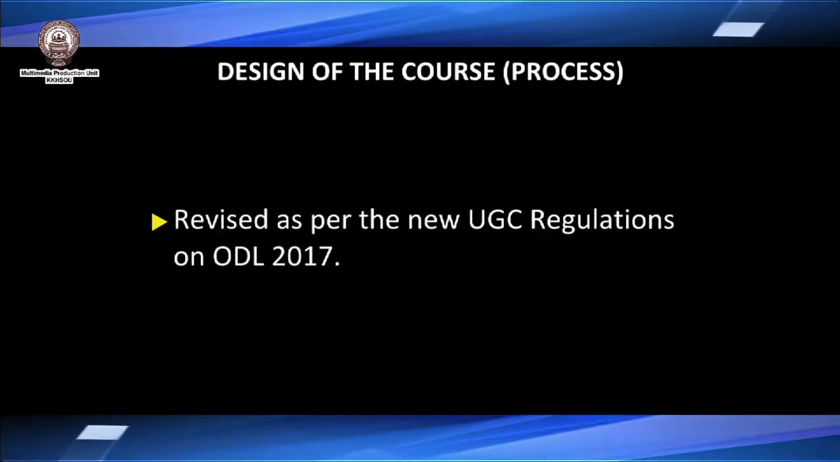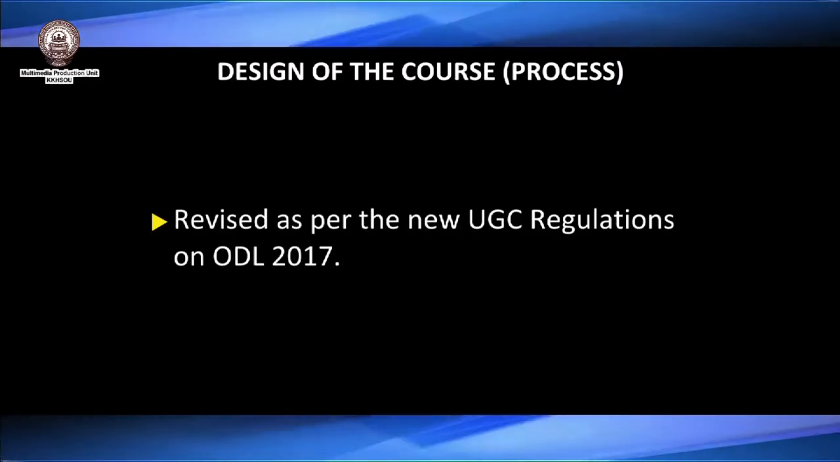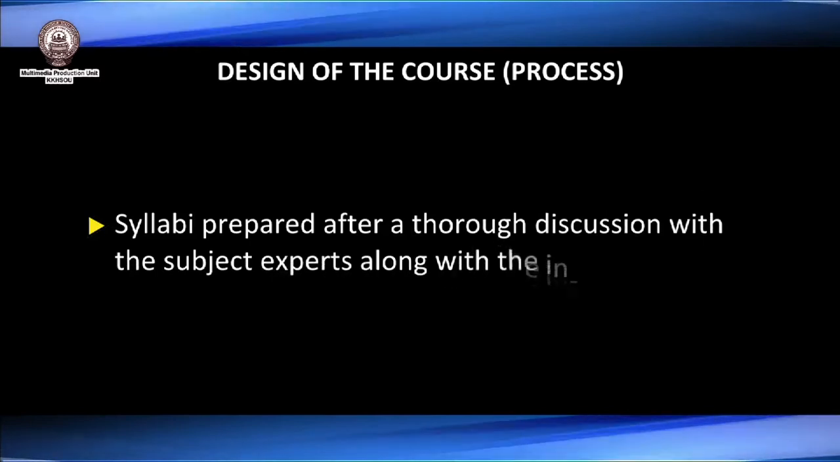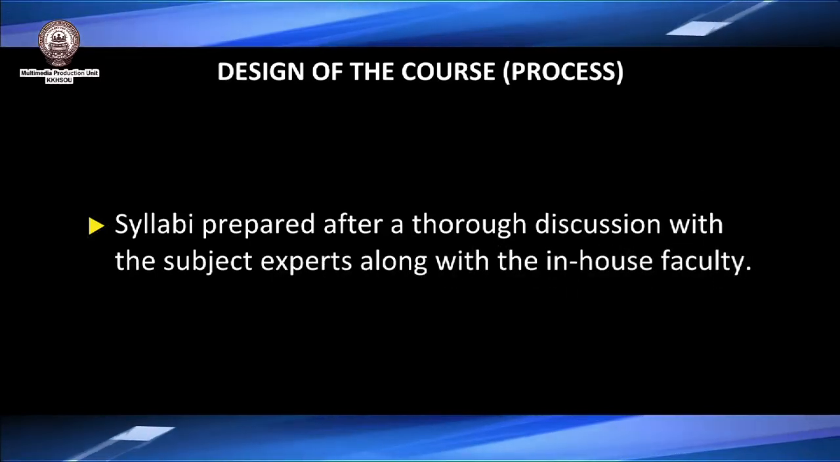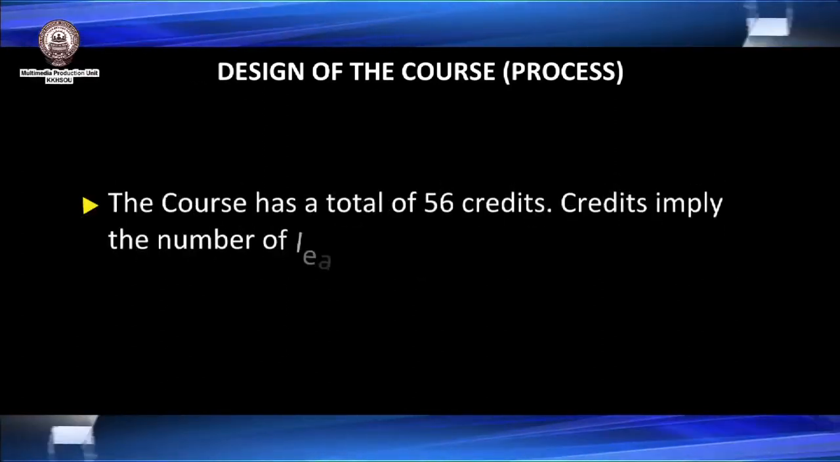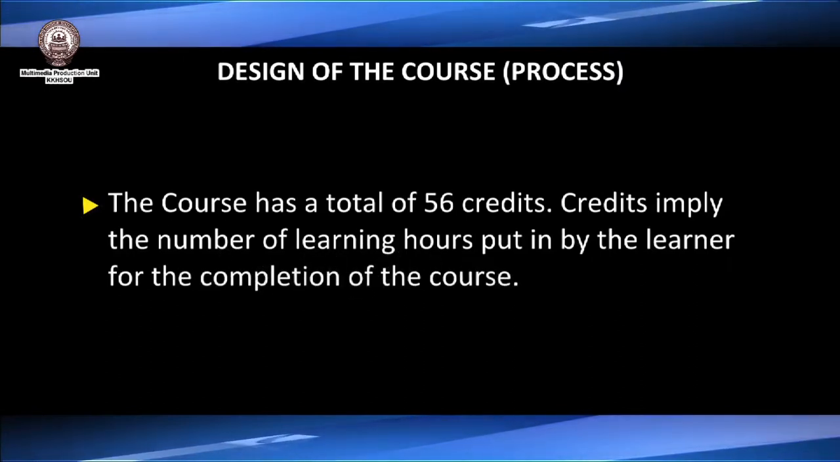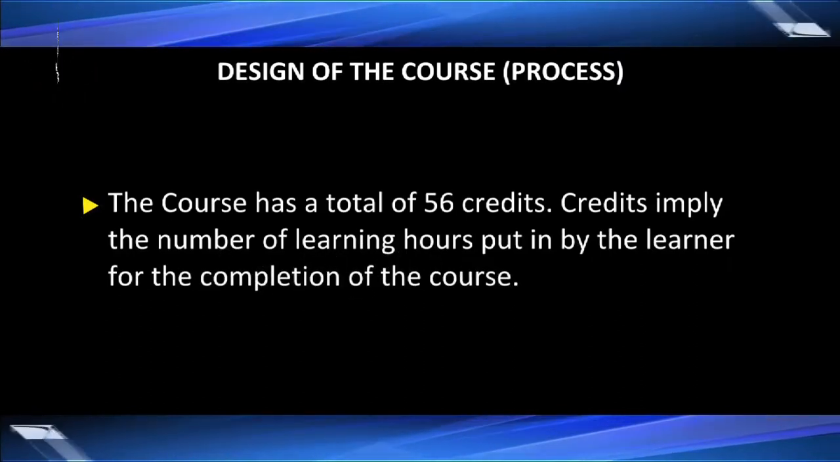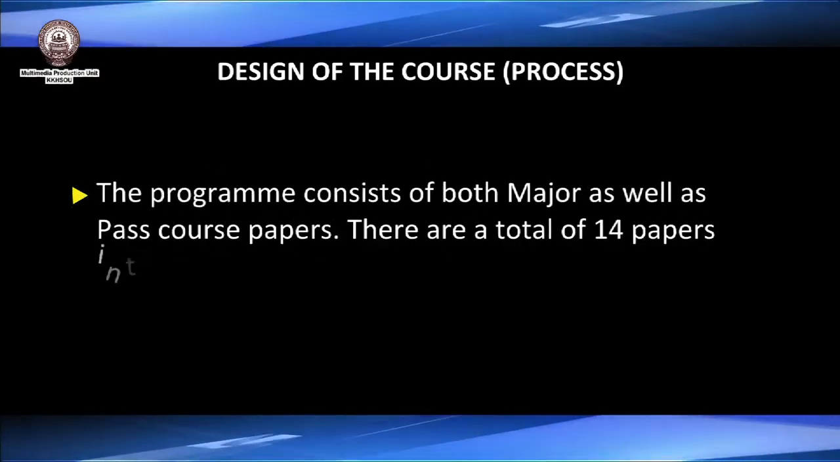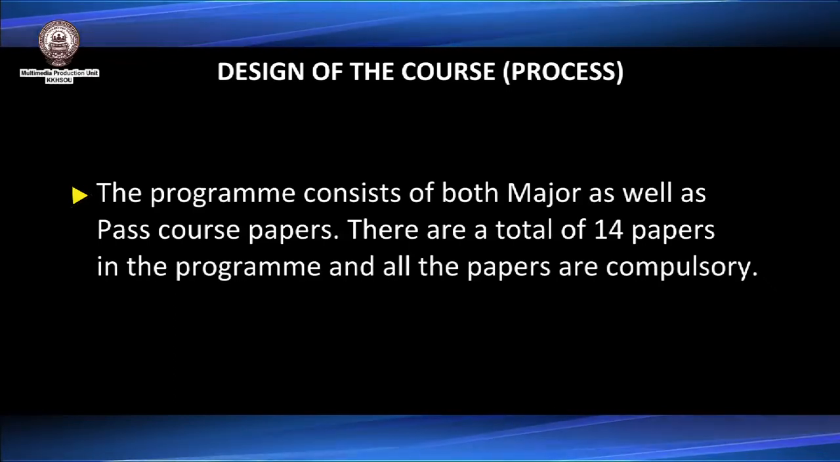As for the design of the course, the BA program in history offered by Krishnakanta Handiqui State Open University has been revised as per the new UGC regulations of 2017. The syllabus has been prepared after a thorough set of discussions with subject experts from different universities along with the in-house faculties. The course has a total of 56 credits, and when I'm talking about the credits, I'm talking about the number of hours to be put in by the learner. The BA program in history consists of both major as well as common papers. There are a total of 14 papers in the program, and all the papers are compulsory for the learners.